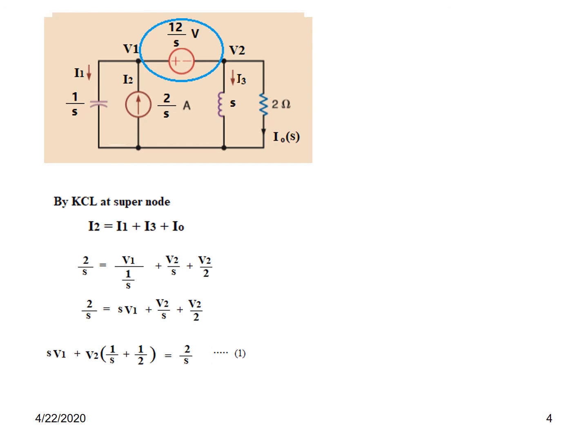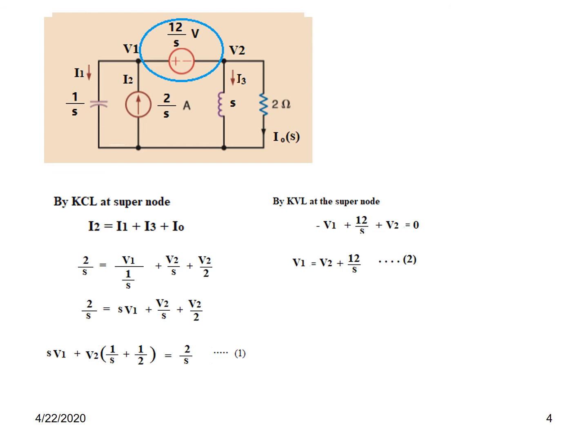I hope you also recall that for supernode we have to write a KVL equation as well. So let's write the KVL equation around this loop. So this is V1, this means negative is here, positive here, so we'll write negative V1, then this source positive, so positive 12 over S, and then positive V2, so equals 0. And from here, we can find V1 to be V2 plus 12 over S. So this is our second equation.